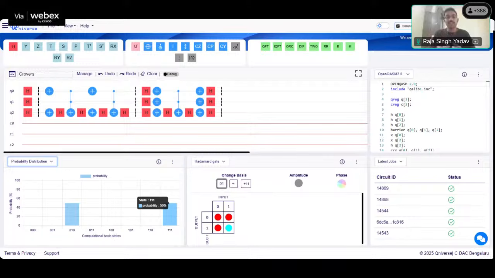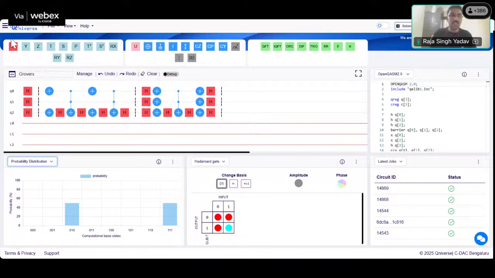But the only condition is that instead of running root n times, it will be reduced. And how will it be reduced? There's a formula for that. I haven't mentioned that formula in the PPT. It's half log M by N, where M is the number of marked elements divided by N. As the number M increases, the number of iterations should also start reducing. So this is how you can understand Grover's algorithm if you want to find more than one element also.